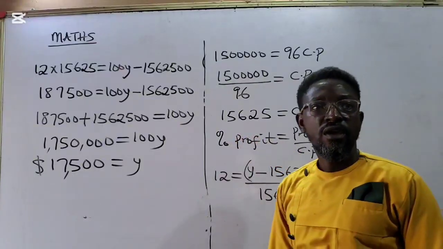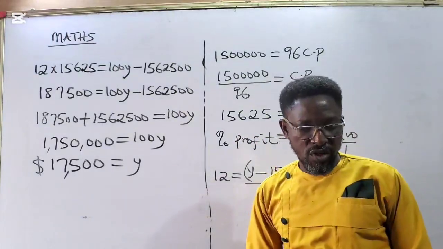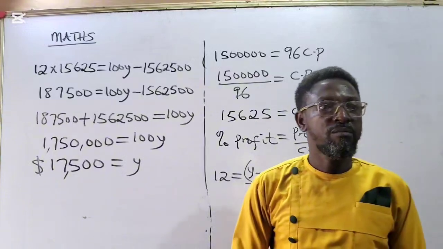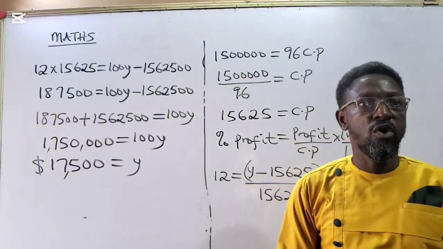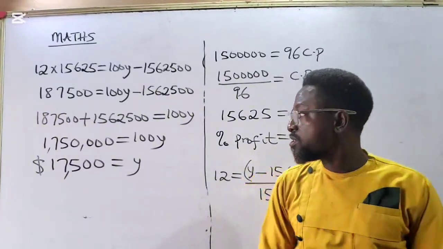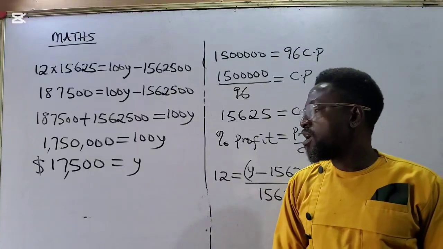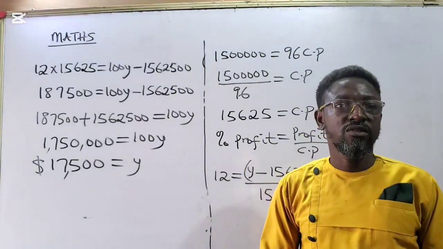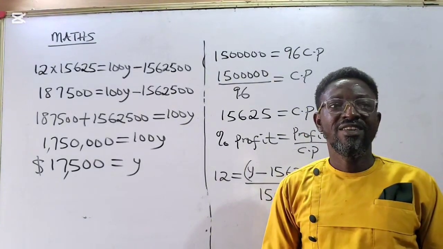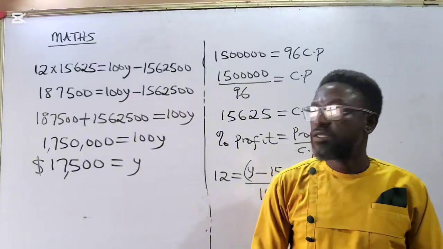So anytime you have a question of this form, just apply the simple rules which we've done in part 1 of this series, and you'll be able to solve any question under profit and loss.